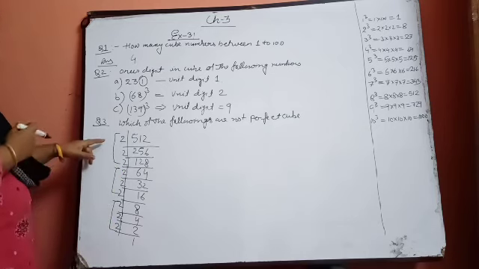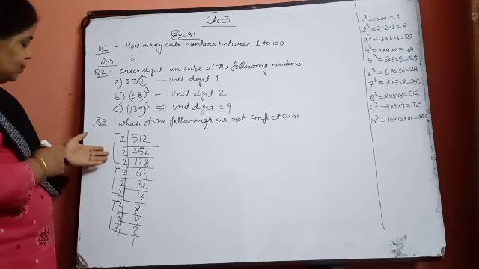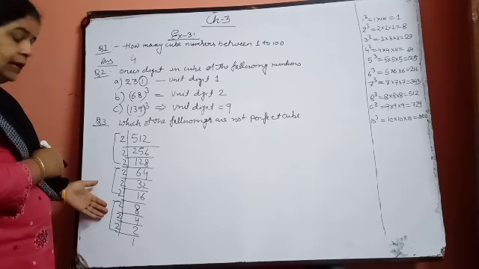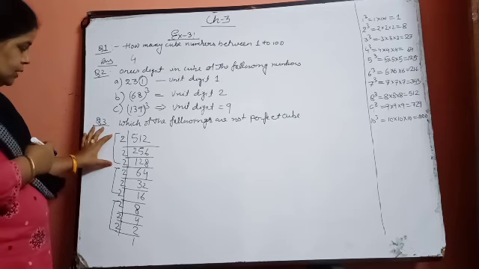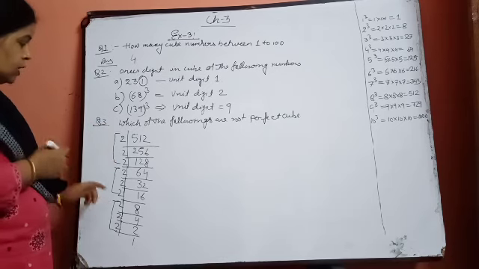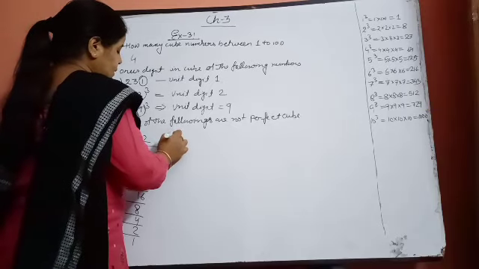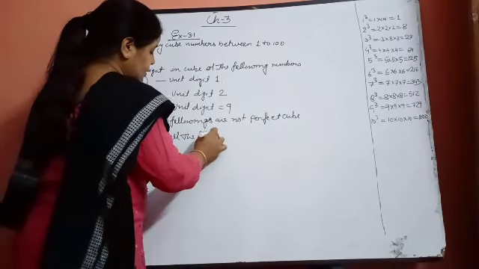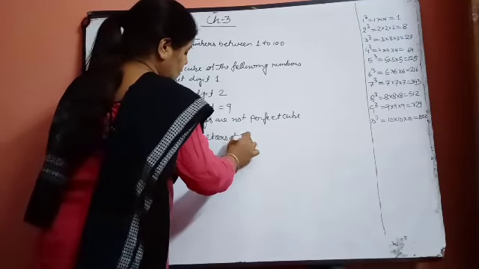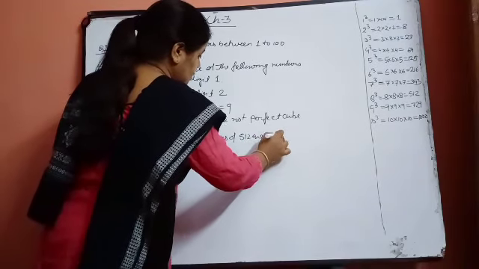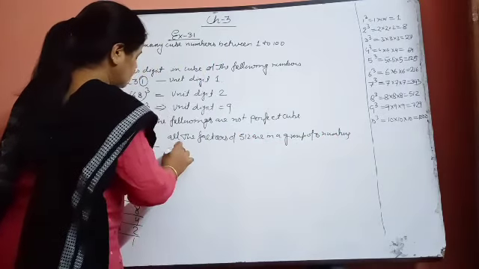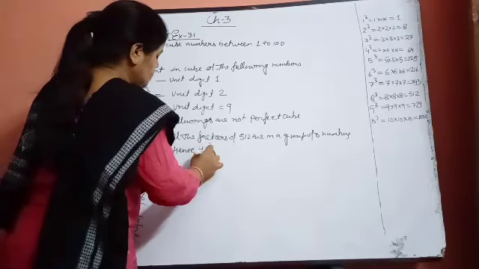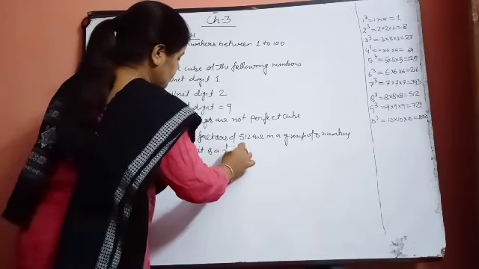It should not be that two are left over, or any number is remaining in a group of less than 3. This group has 3 numbers, this one also has 3 numbers, and this one too. So we can see that all the factors of 512 are in groups of 3. Hence it is a perfect cube.